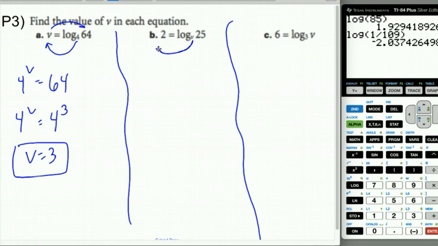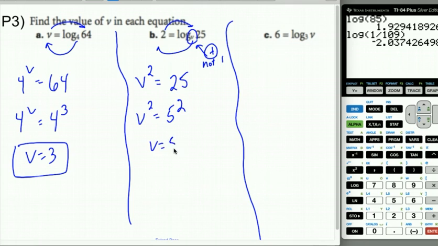Here we have v to the 2nd is 25. Now you might be saying, hey, couldn't I solve this by taking a square root? The trick is that the base of a log has to be positive and not 1. So while technically you could square root this and say, oh, hey, don't I get a -5 as well? You actually don't, because the base of the logarithm has to be positive. So it's not a plus or minus situation.